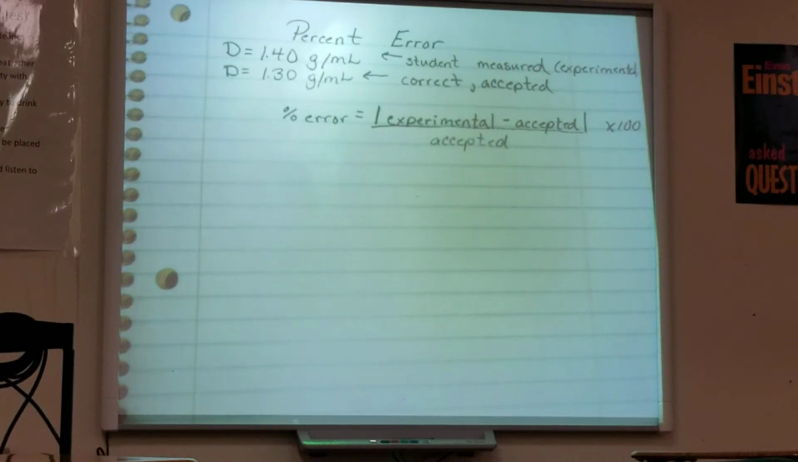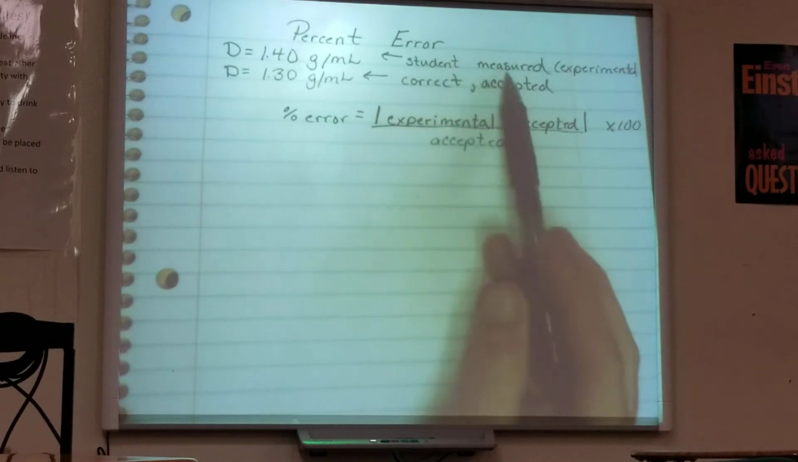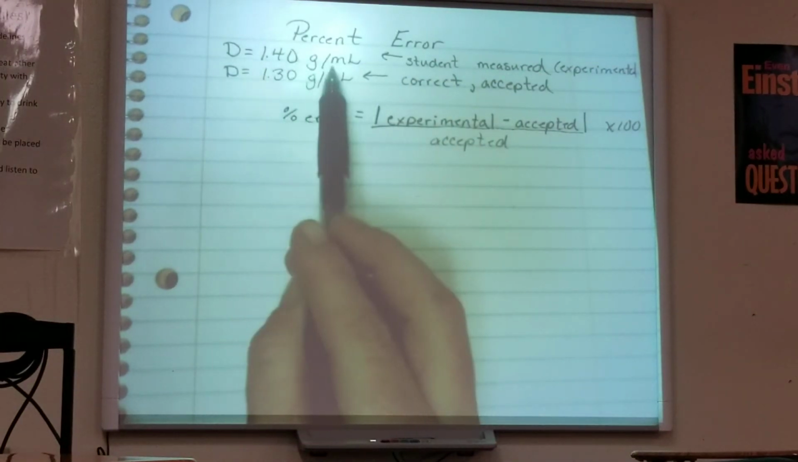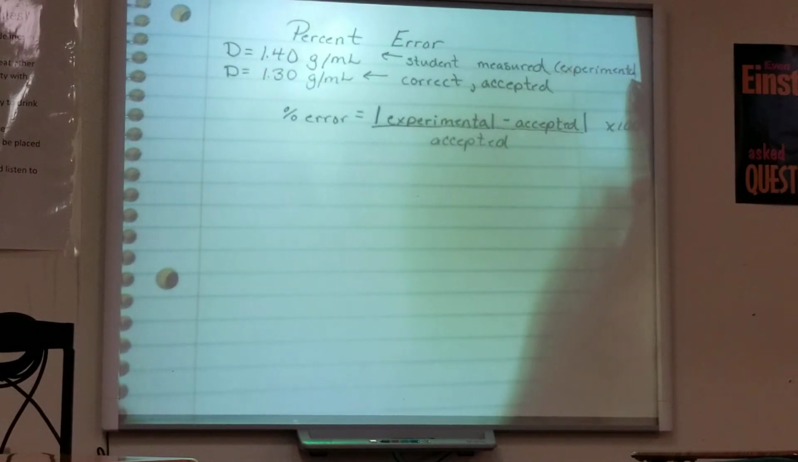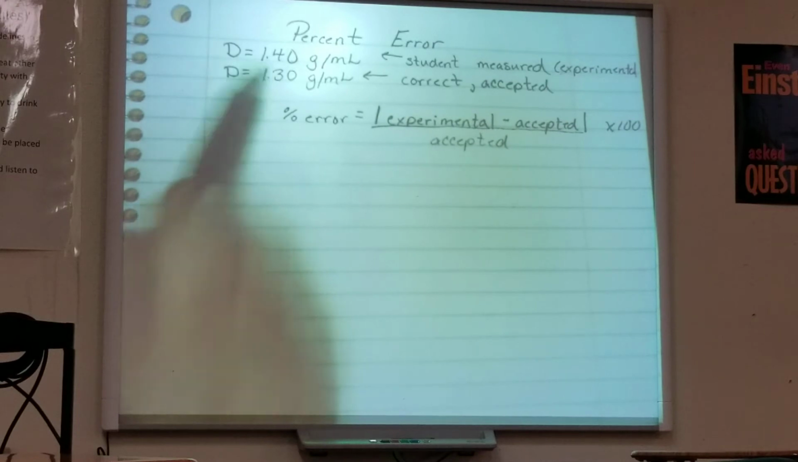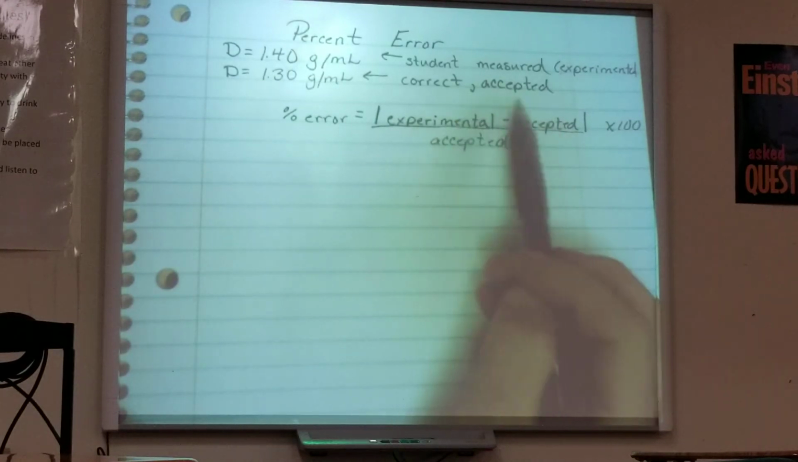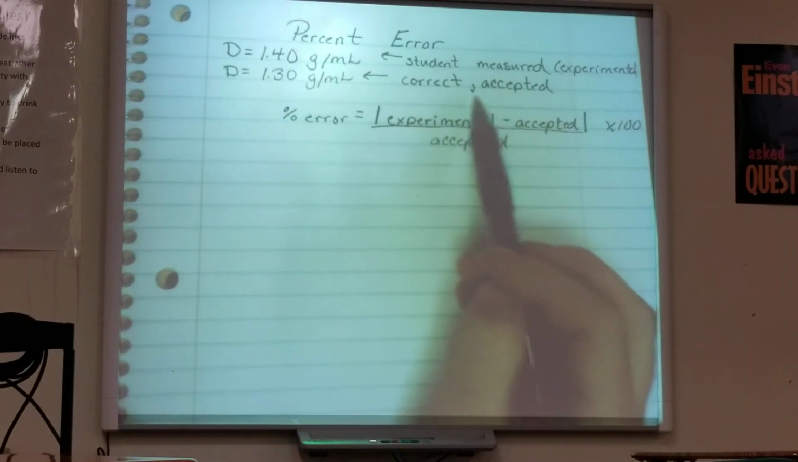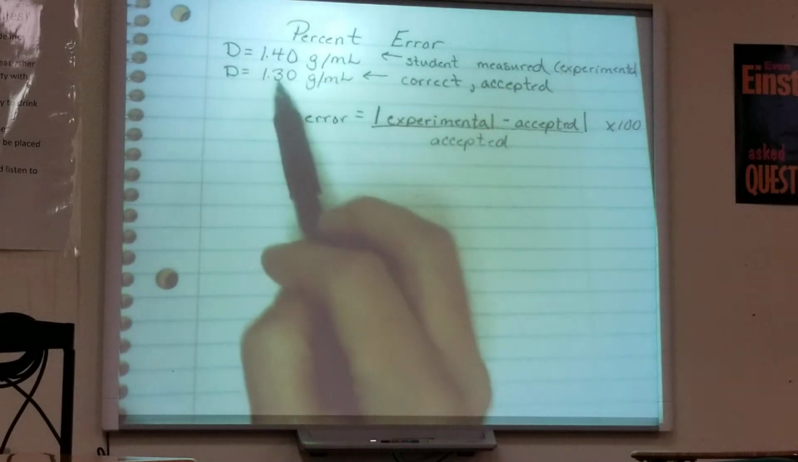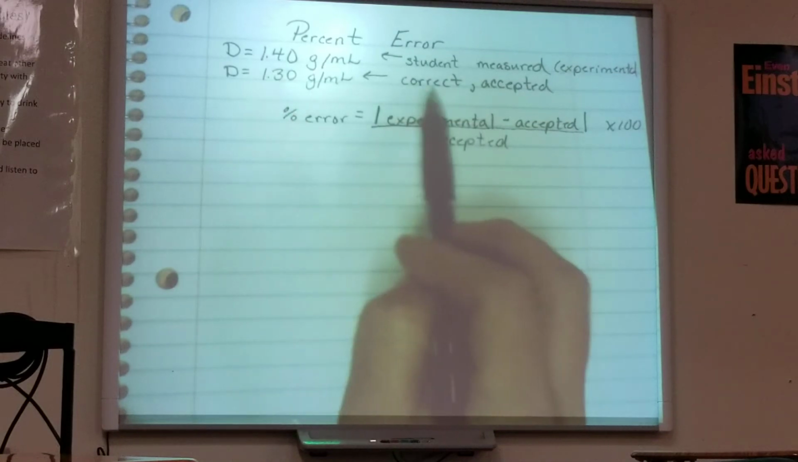Okay, so if we're looking at the percent error problem from your notes, we read it before we started. The student measured density was 1.40 grams per milliliter. That makes that the experimental, okay? So the student measured is the experimental. It clearly said in your problem that the correct or accepted density was 1.30. So that of course would be your correct accepted.